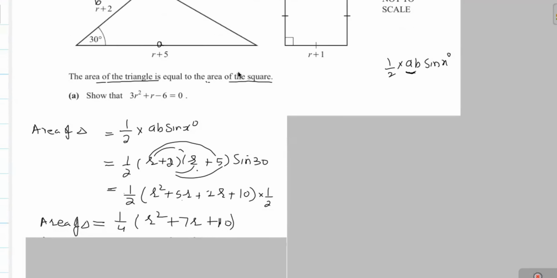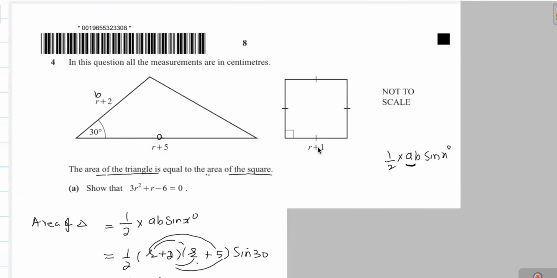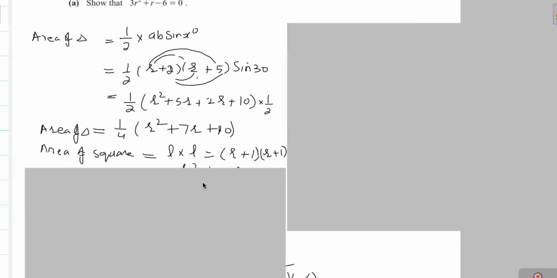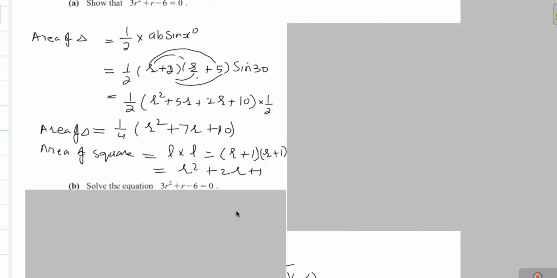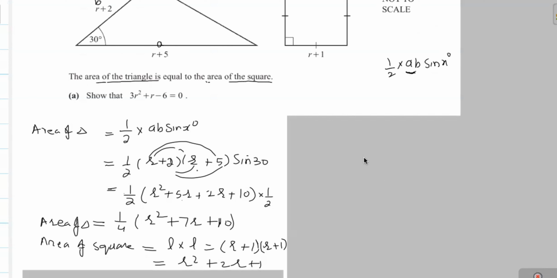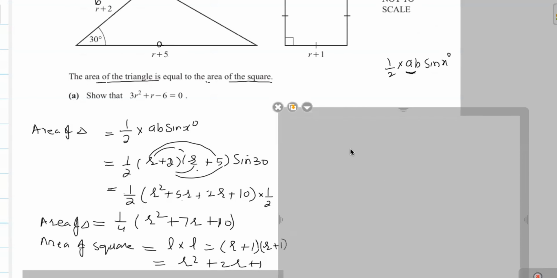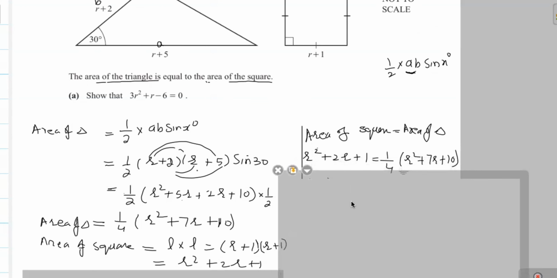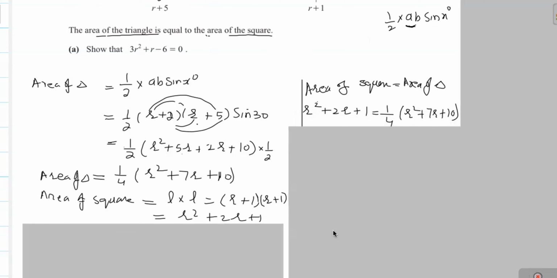Next, we will calculate the area of the square. The area of a square is length multiplied by length. The length is r plus 1. Therefore, we write length multiplied by length, that's equal to r plus 1 into r plus 1. And this will be equal to r squared plus 2r plus 1, when we multiply, we get this expression. Next, we will equate the area of the triangle to the area of the square. Look here, the area of the square is r squared plus 2r plus 1.